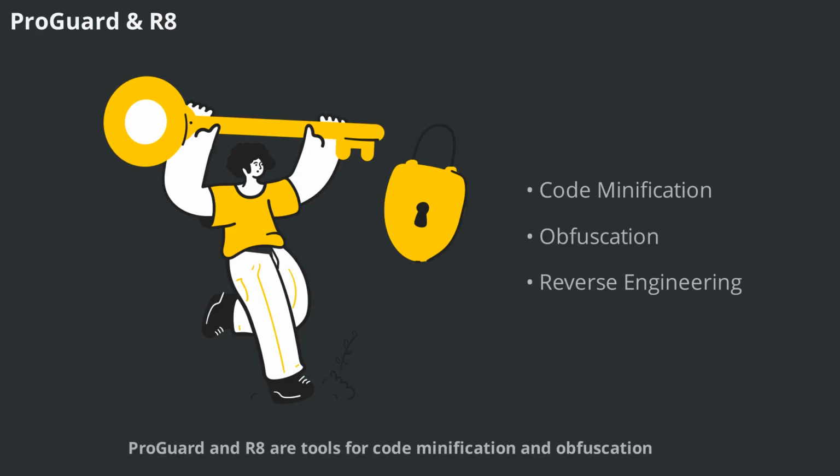ProGuard and R8 are tools for code minification and obfuscation. They make it harder for attackers to reverse engineer your app by removing unused code and renaming classes and methods. Interviewers may ask you to explain or configure ProGuard and R8.